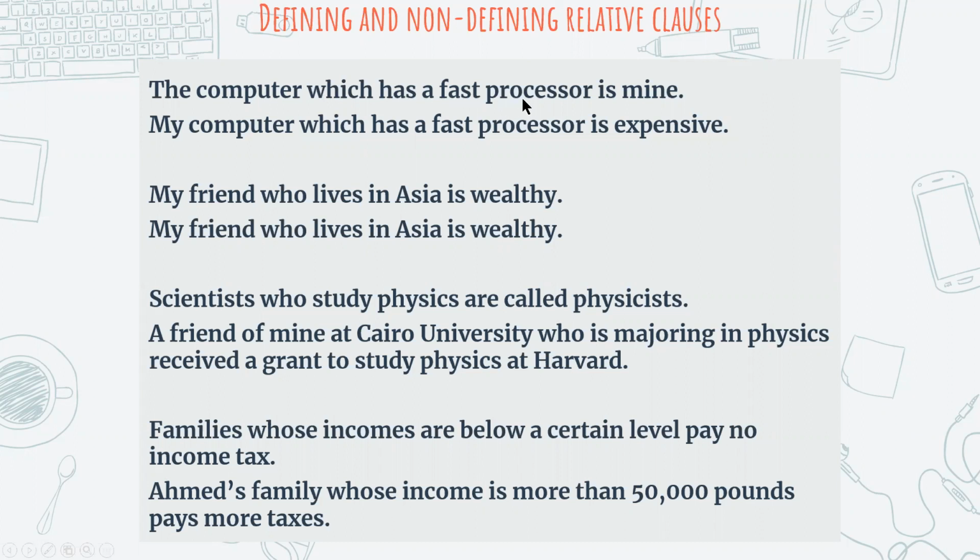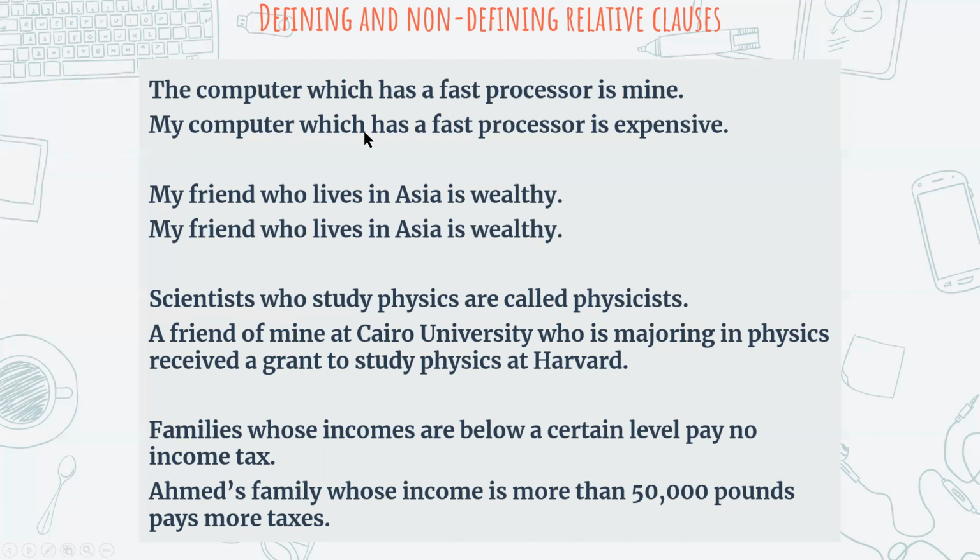If "which has a fast processor," this clause defines the noun, the computer. It replaces an adjective, right? I could say the fast computer is mine, but the fast computer isn't as good as the computer which has a fast processor. So I am using a clause to define or describe the noun. So this is defining relative clauses, okay?